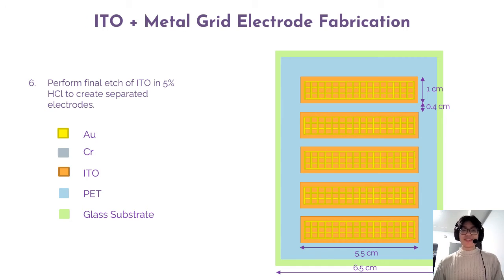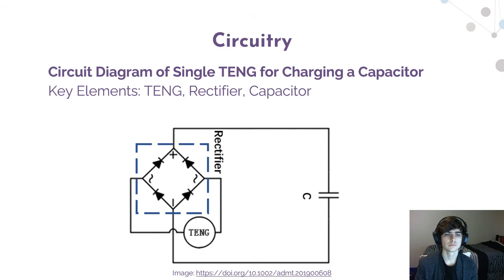Finally, we can coat the sample in photoresist, pattern, and perform a final wet etch of the ITO layer to separate the electrodes. The dimensions in the illustration to your right assume the structure will be fabricated on a 4-inch fused silica wafer. We aim to integrate 5 transparent electrodes on the wafer with widths of 1 cm and lengths of 5.5 cm. The spacing between electrodes will be 0.4 cm.